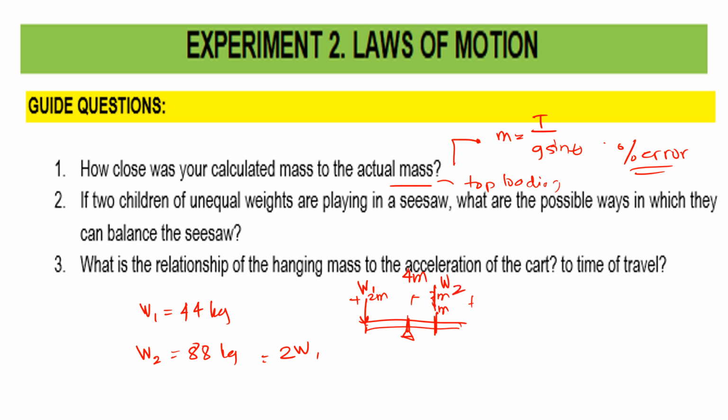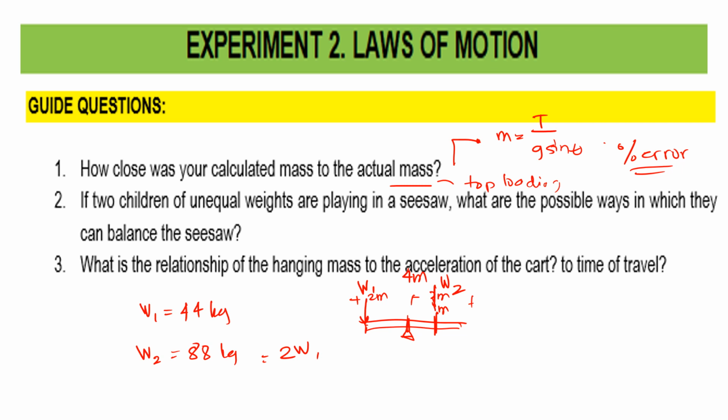So meaning, guys, the heavier child should be sitting close to the fulcrum, and the lighter person should be sitting farther from the fulcrum. So to balance the seesaw, again, it depends on their weight.